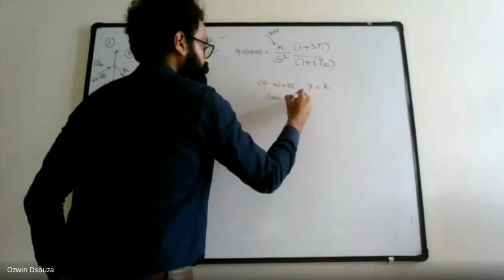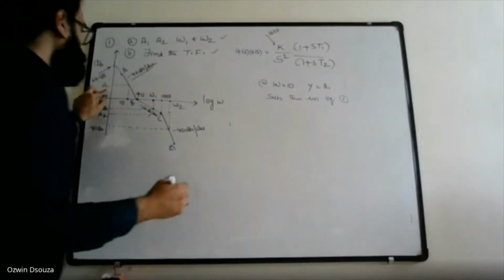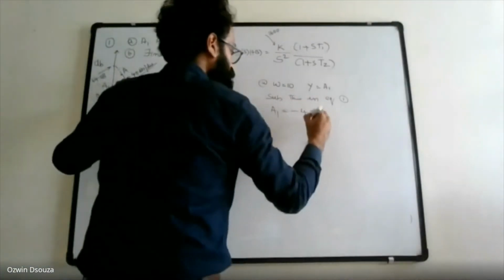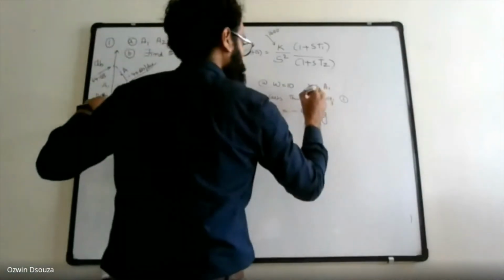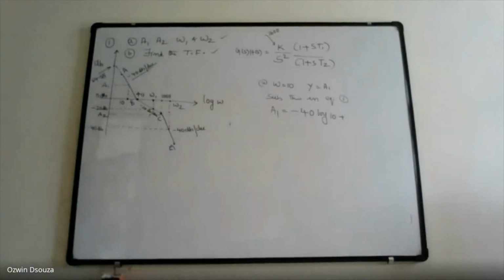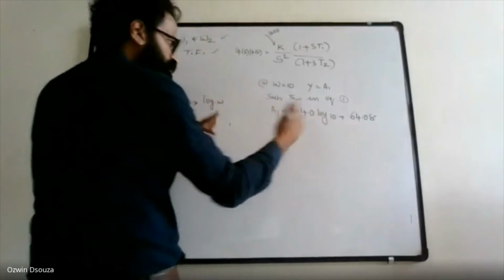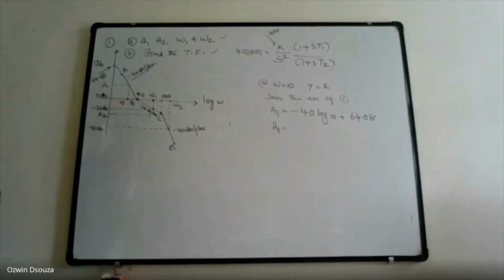So substitute this in equation 1. So what is y? y is A1, which is equal to minus, slope is 40, right? Minus 40 log omega. So what is omega? Omega is 10, plus C1, right? So C1, we know the answer. What is C1? C1 is 64.08. So you have to just substitute and get the value of A1 here. So minus 40 log 10 plus 64.08. So that will give you A1 as 24.08.